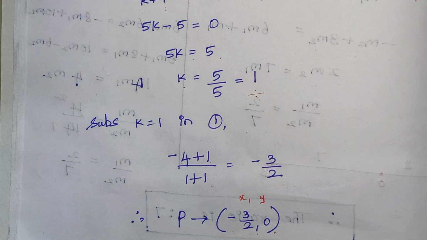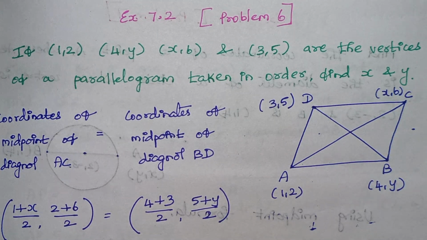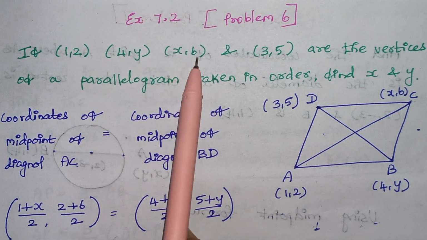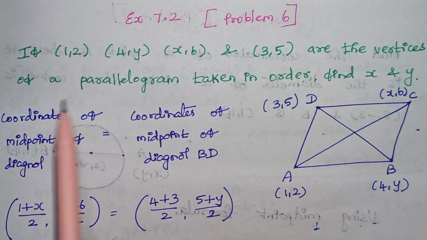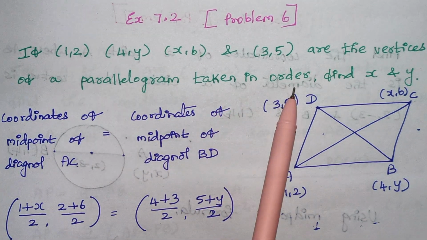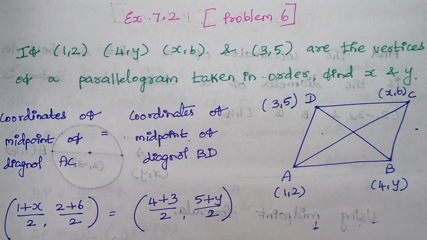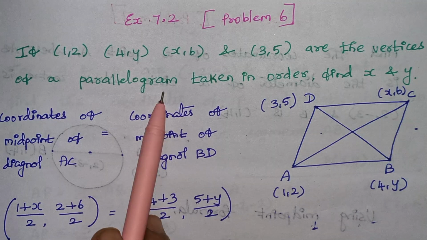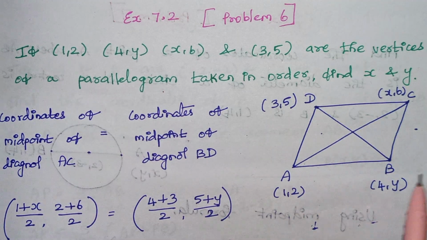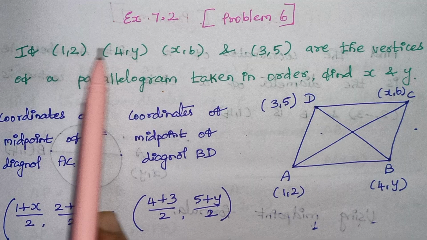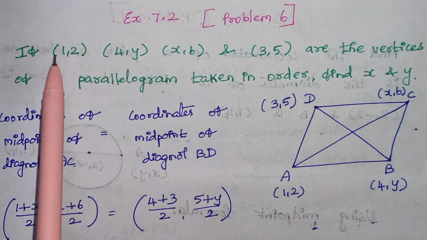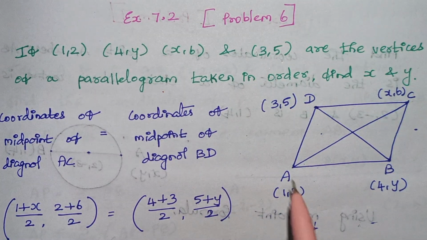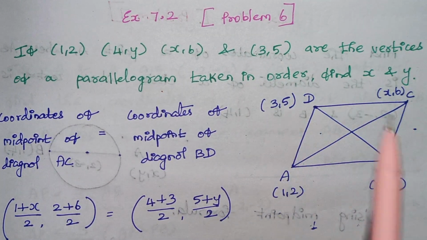So now we proceed with our next problem. The problem is, if 1, 2, 4, y, x, 6 and 3, 5 are the vertices of a parallelogram taken in order, then find x, y. So here 4 vertices are given and the figure is a parallelogram. It is clearly given here, right? So draw a diagram and all these vertices should be taken in a proper order. That is, this is A, this is B, this is C and this is D, right? So draw the diagram and write down the points.